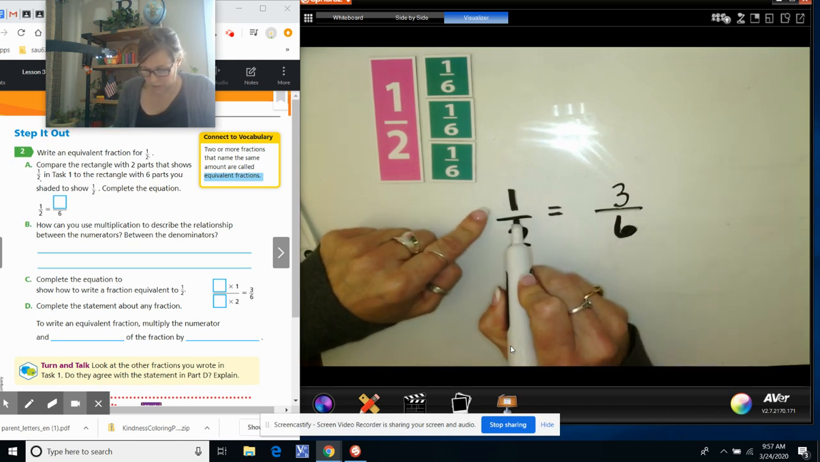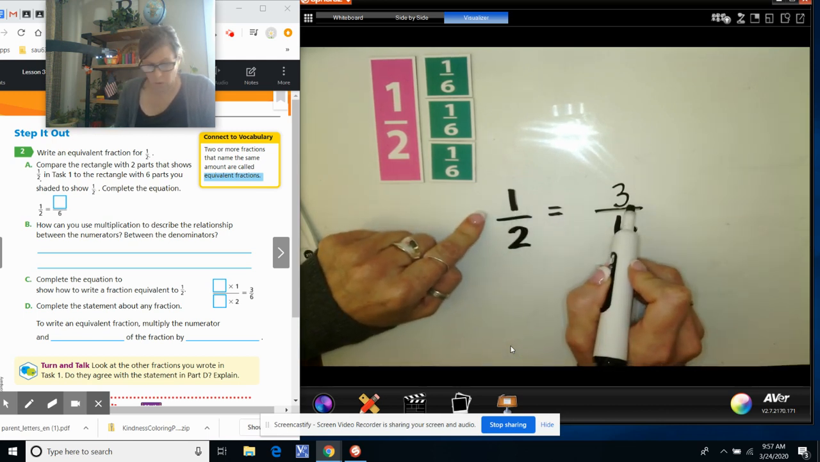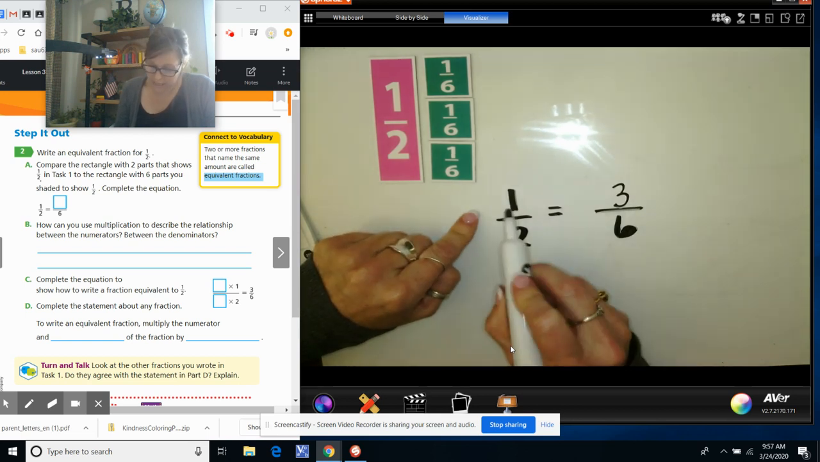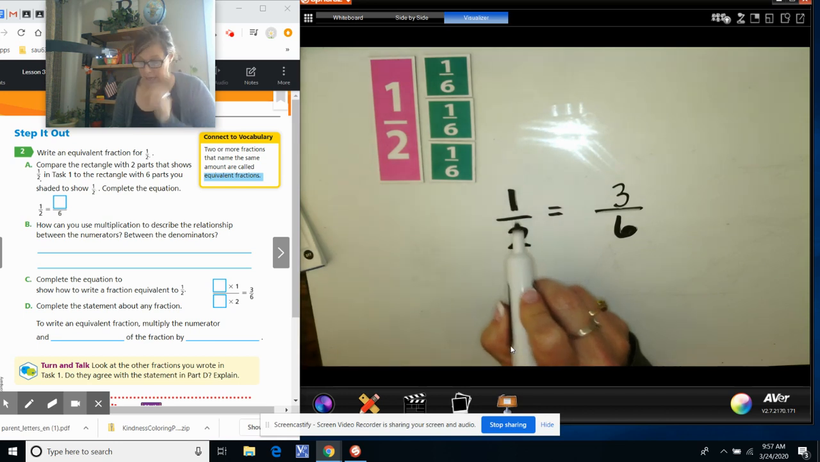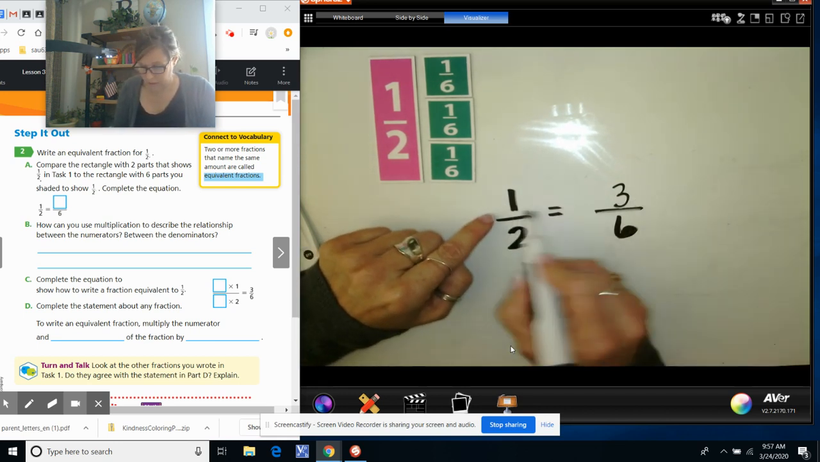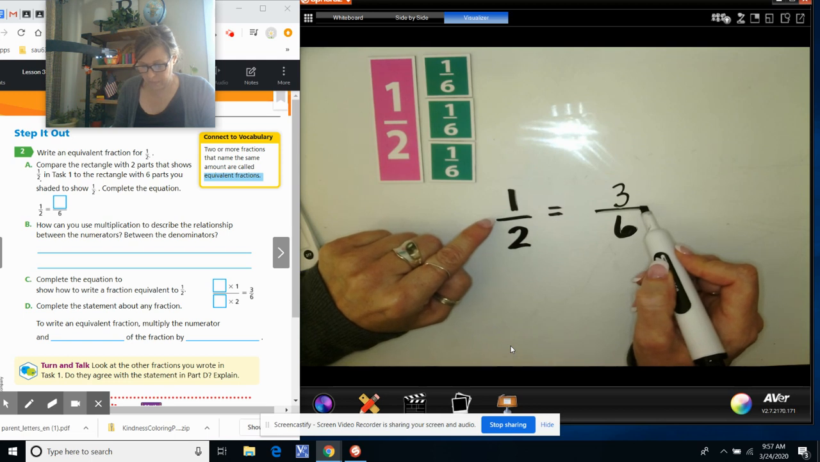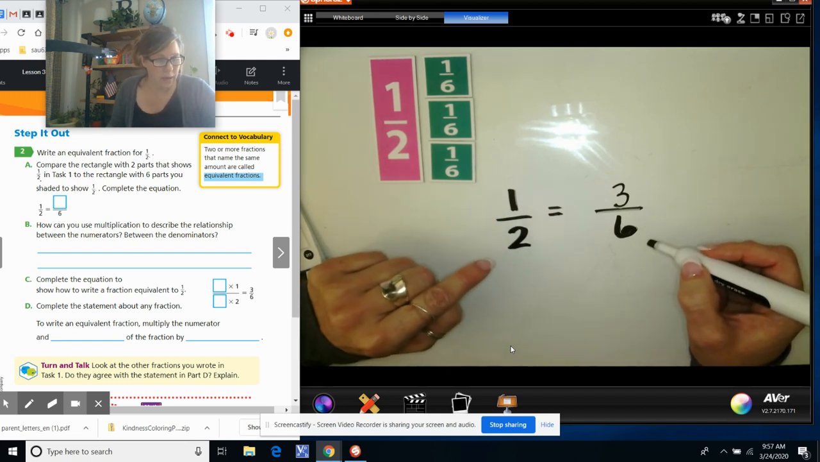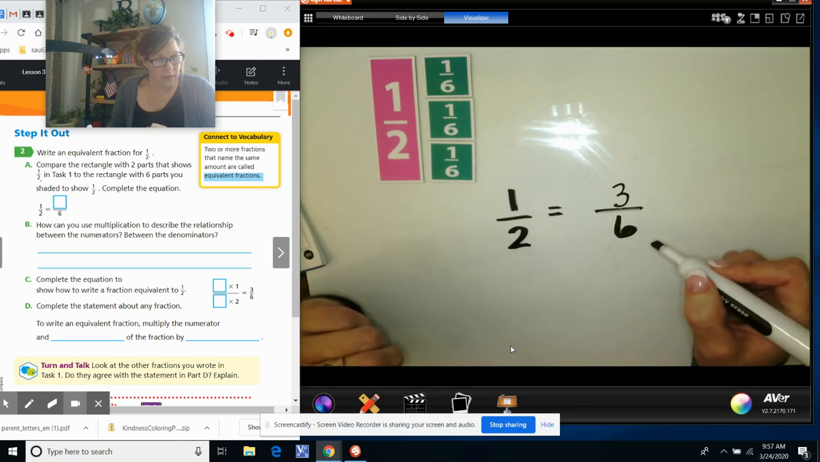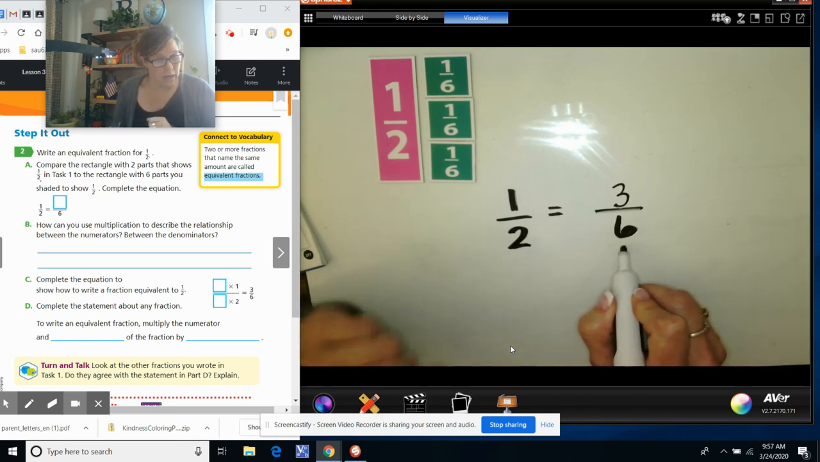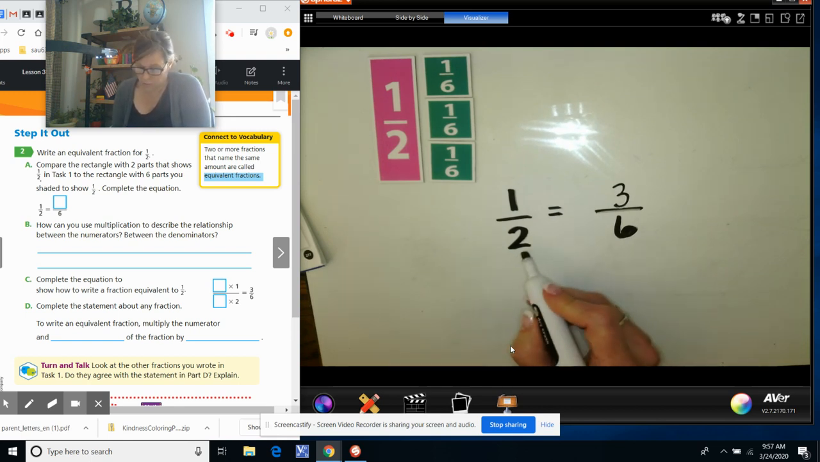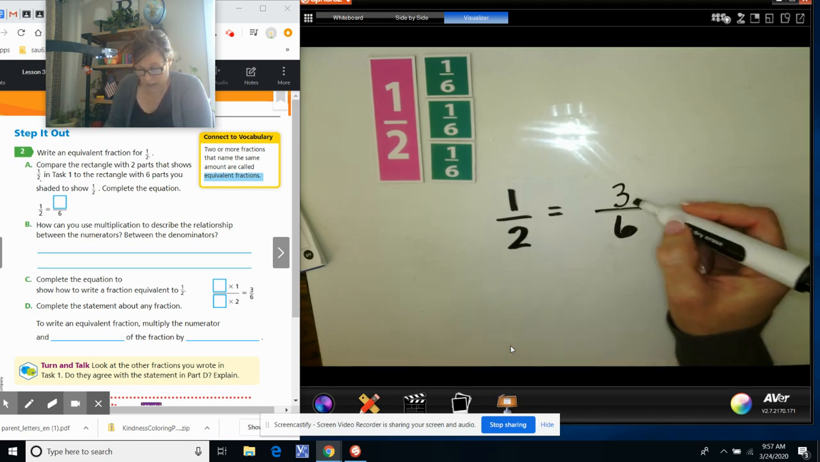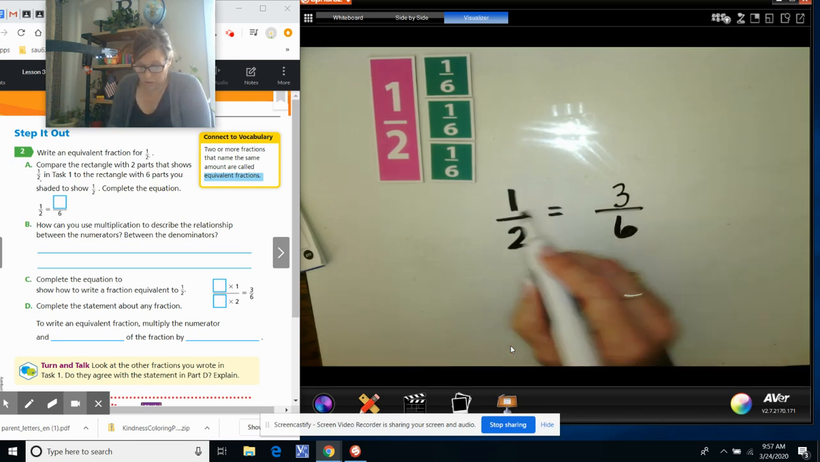So what is the relationship between the 1 and the 3? Well, the numerator is actually 3 times as many as the 1. Let's look at the denominator. The denominator 6, this one here, is 3 times as many as the 2, with the half, so with this denominator. So this is 3 times as large, and this is also 3 times larger than the 1.